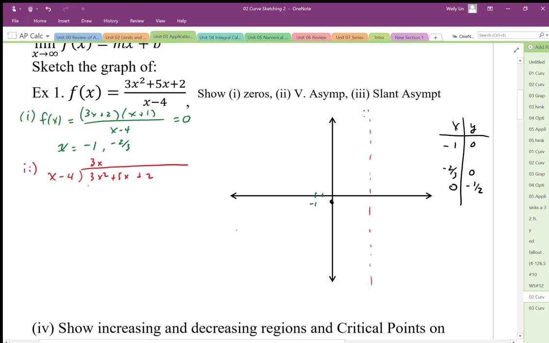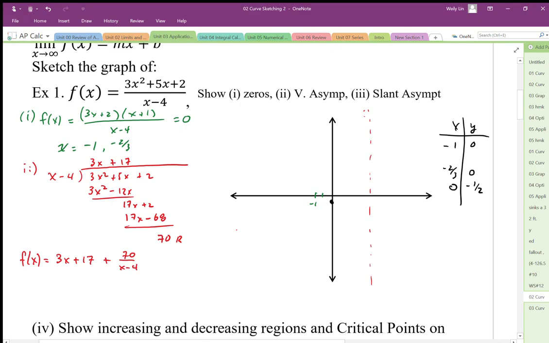So do my long division. It's going to be 3x squared minus 12x. That's 17x plus 2, plus 17. So I get 17x minus 17 times 4 is 68. So I get a remainder of positive 70. Okay, so what does this mean? This means that I can rewrite this f of x equation in its division form. Okay, so this is the division statement, 3x plus 17 plus the remainder over divisor.